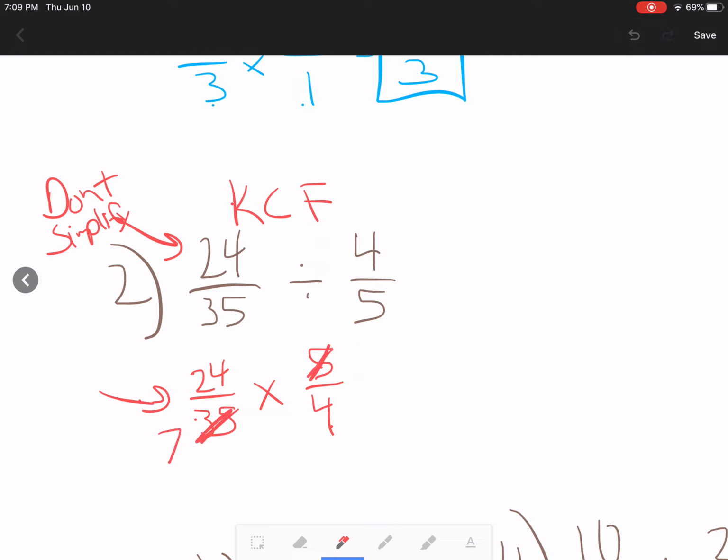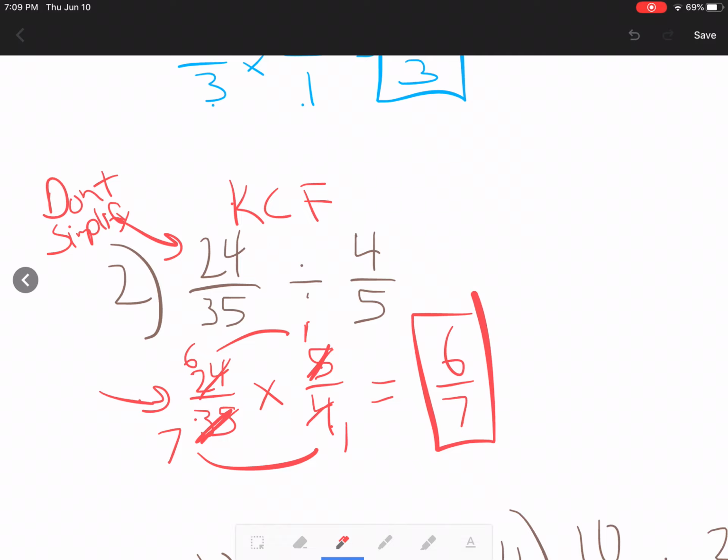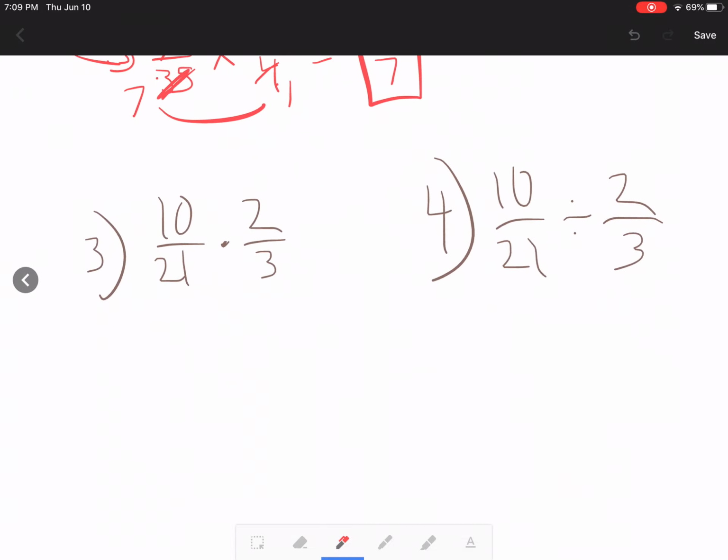So this is going to give me a 7, and that's going to give me a 1. This is going to give me a 6 and a 1. And so now I have 6 times 1, 7 times 1, 6/7, box it, walk away. Now, got another example here, or two more examples, I should say.